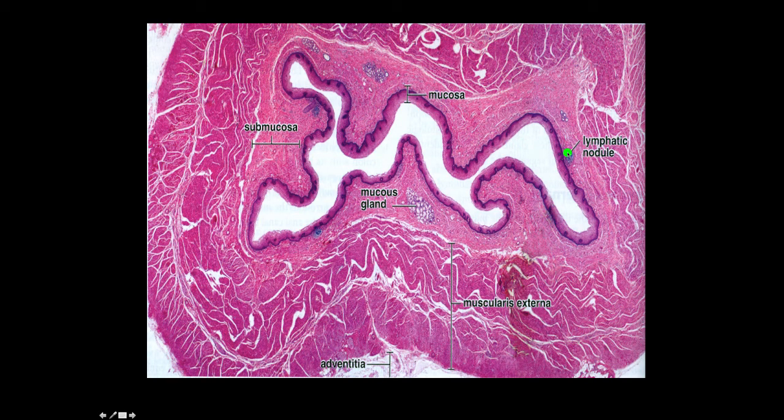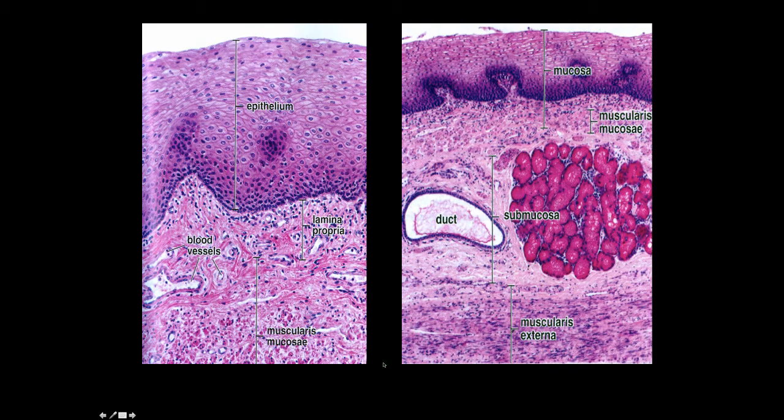You can notice some lymphatic nodules in the esophagus. This nodule is probably disrupting the muscularis mucosae and might actually be in the lamina propria. Here's a mucus gland in the submucosa. Oftentimes you see mucus glands in the esophagus. And here is part of the muscularis externa and a little bit of the adventitia on the organ.